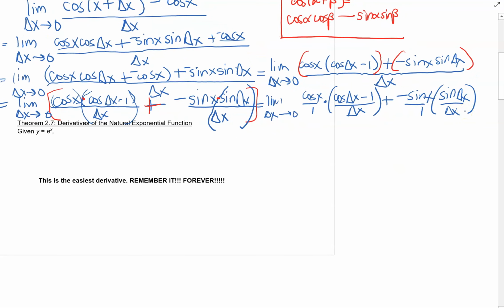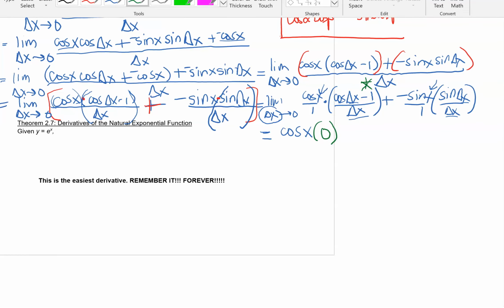And so since the limit is with respect to delta x, it's not going to have any effect on just the plain x's. It only affects the delta x's. So if I take the limit as delta x approaches 0 of cosine x, well, that's just going to equal cosine x. It's going to have no effect on cosine x. And then the limit of cosine of delta x minus 1 over delta x as delta x approaches 0, that's our special trig limit again, which equals 0.